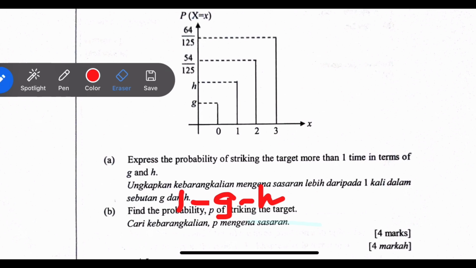So we have revised the binomial distribution graph for Paper 1. Now we will see the other question. For this video, I will discuss the last part of Paper 1 for the Penang paper.